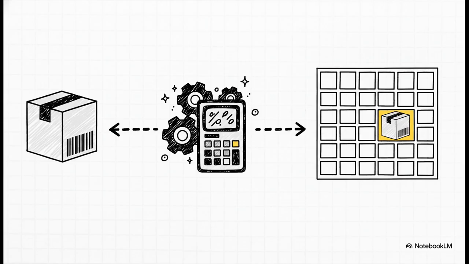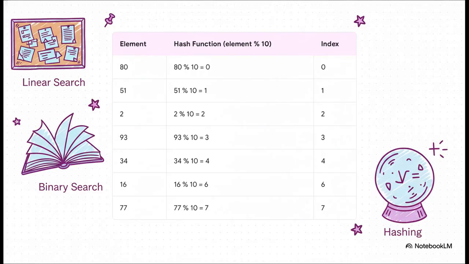You just use the same magic formula again. It tells you shelf 247, and you go right there. That magic formula, that is your hash function. So what does one of these magic formulas look like?